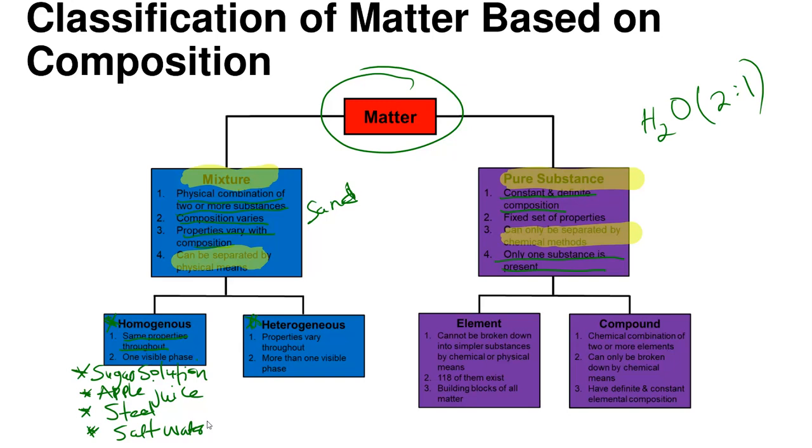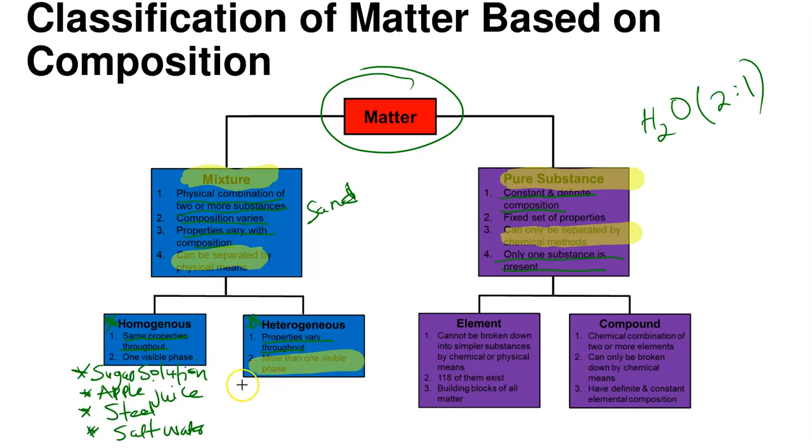On the other hand, a heterogeneous mixture is a mixture whose properties vary throughout. By the look of it, you're going to see a significant difference in the properties. And you're going to see many phases, that it has more than one physical phase in it.